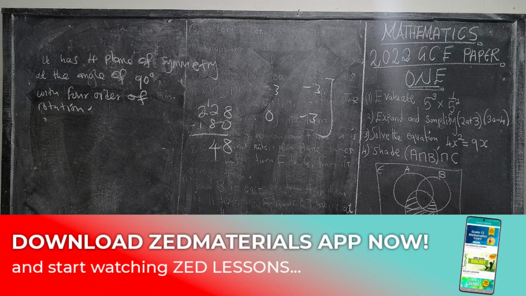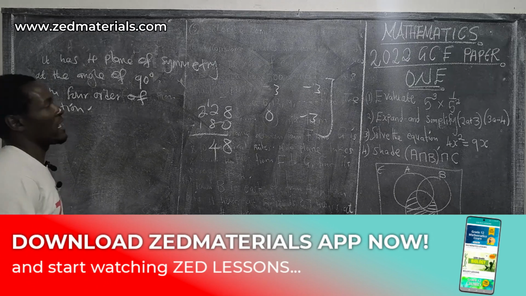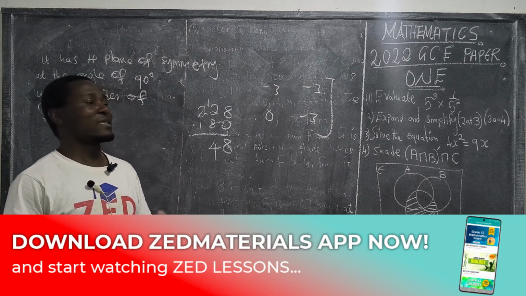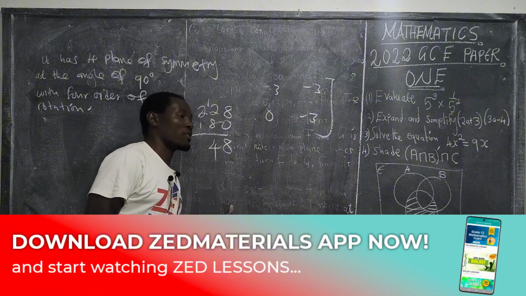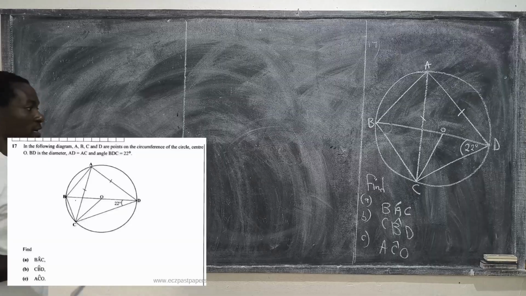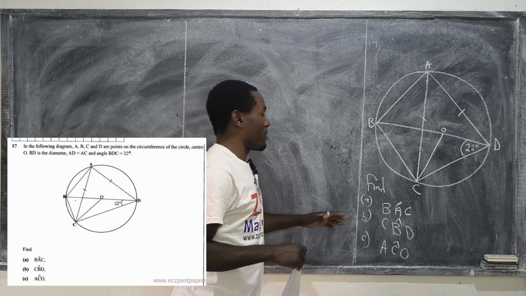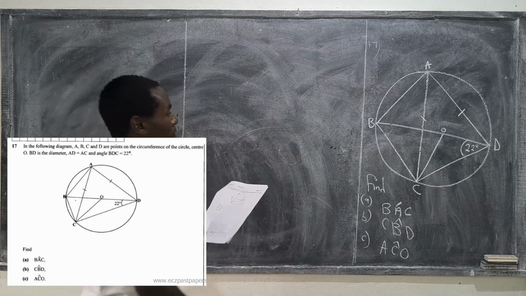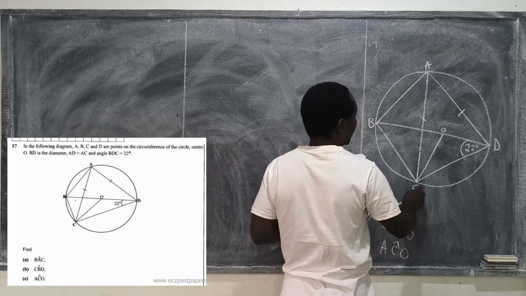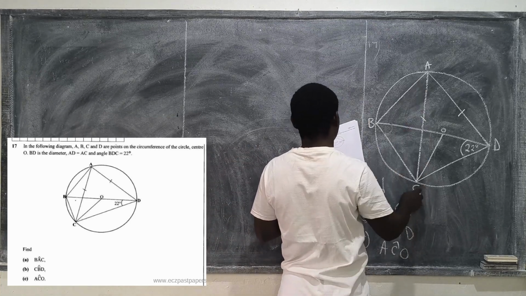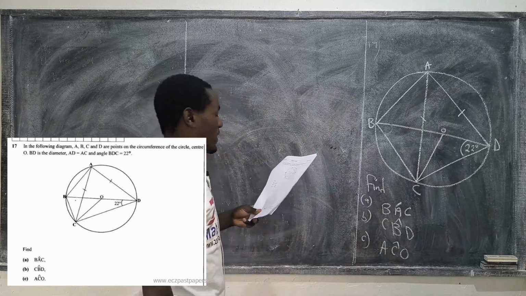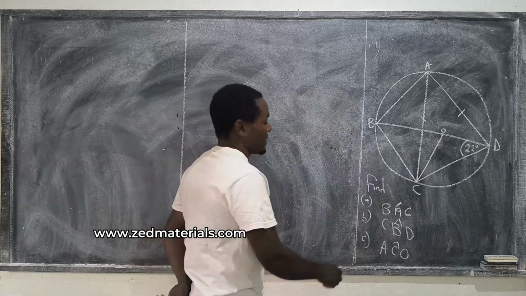Pretty sure you guys, you are enjoying dealing with the Z materials. The Z materials will always be there to help those who want to be helped, those who want the lesson in mathematics. Question 17, it is saying we find angle BAC. So when you go to question 17, you have BD as the diameter there, and then AC and AD, they are the same there. So we need to find the angle BAC.